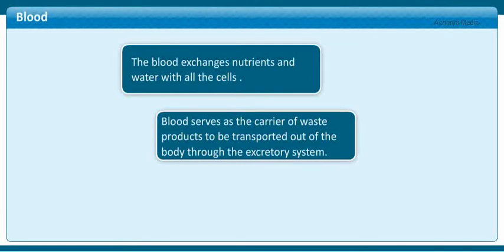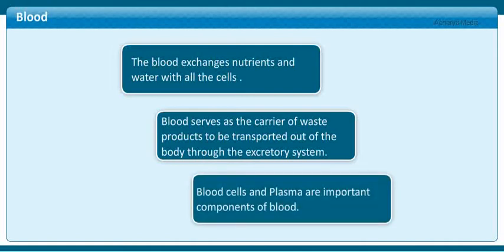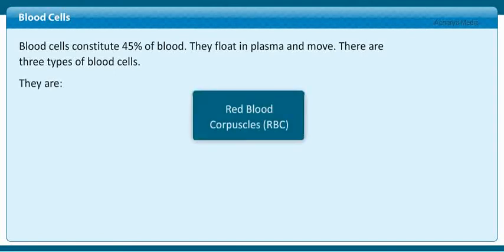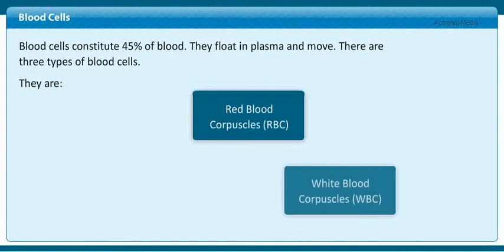Blood cells and plasma are important components of blood. Blood cells constitute 45% of blood. They float in plasma and move. There are 3 types of blood cells. They are red blood corpuscles or RBC, white blood corpuscles or WBC, and blood platelets.